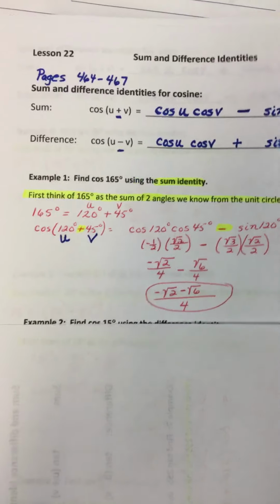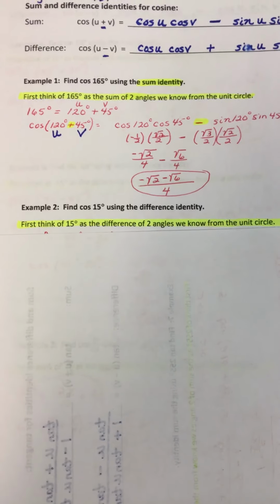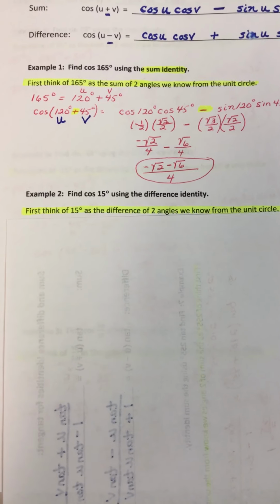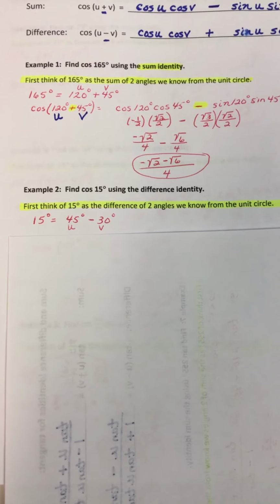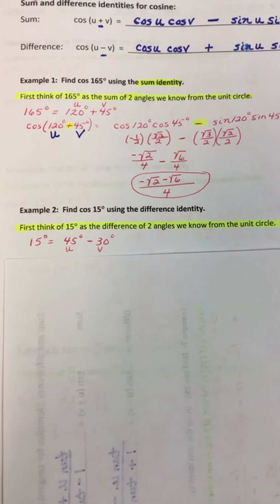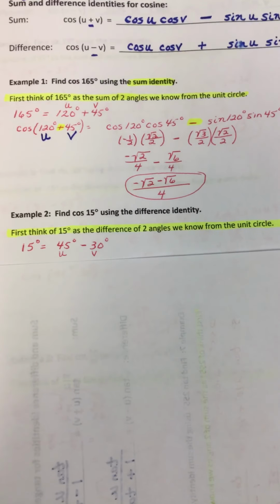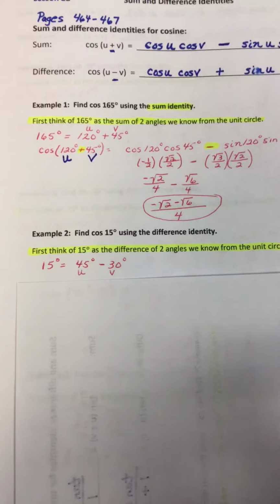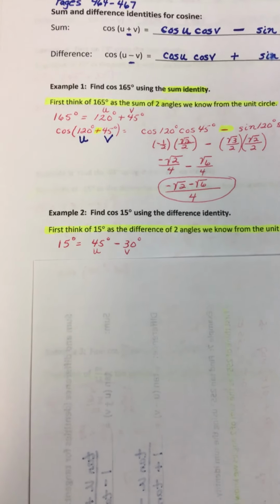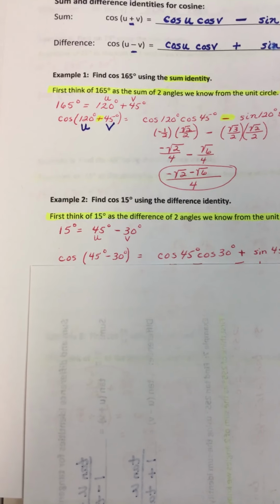Now I want to do a second problem that's talking about the difference. Now there are different combinations that you could use for 15 degrees, but I thought of it as 45 minus 30. You could have done 60 minus 45. There are different combinations, but I guess I just went for the simplest one. So I'm thinking about 45 as being my U angle, 30 as being my V angle. So I'm doing the cosine of 45 minus 30.